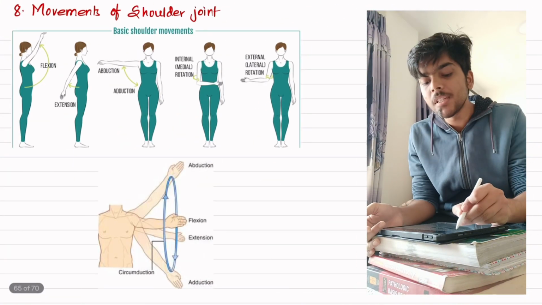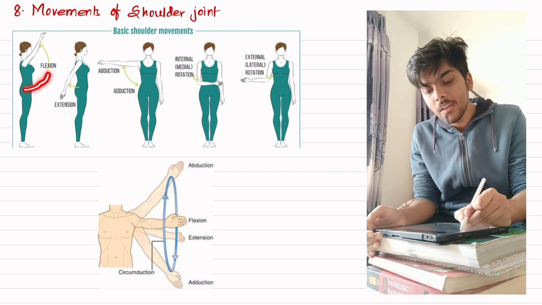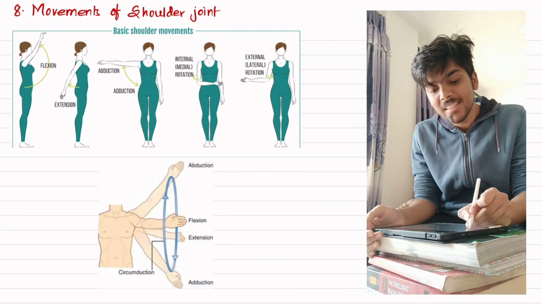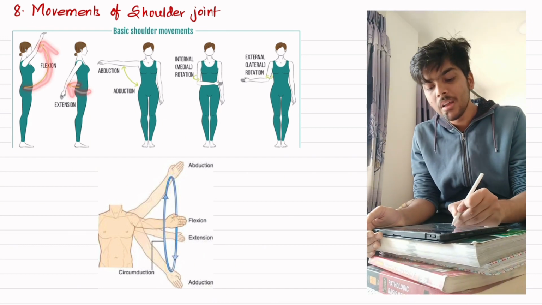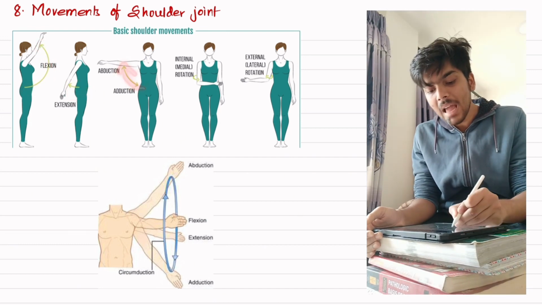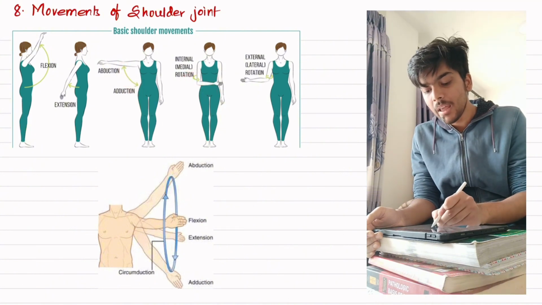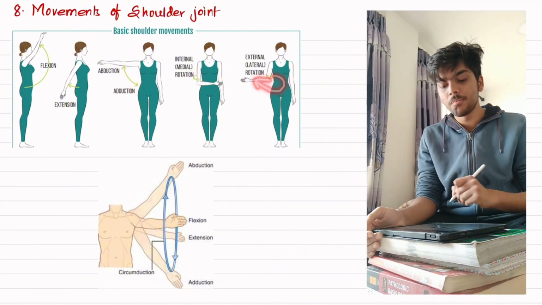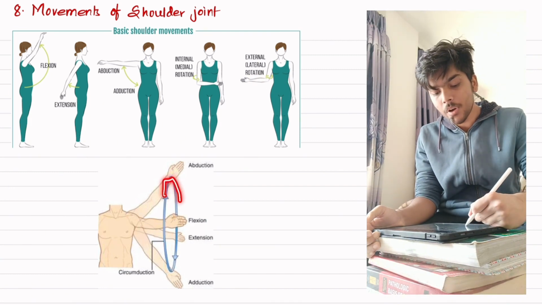Next up, we have the various movements that are seen at shoulder joint. Flexion of the elbow, flexion of shoulder, the extension of shoulder, abduction, adduction, internal or medial rotation, external or lateral rotation. And the combination of all these movements give us circumduction.